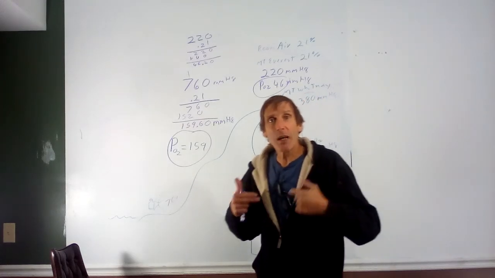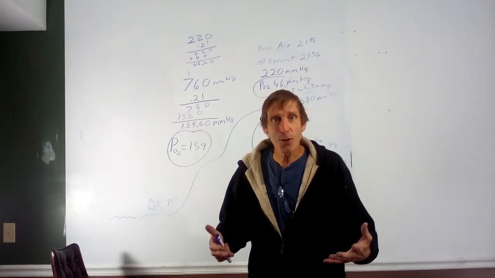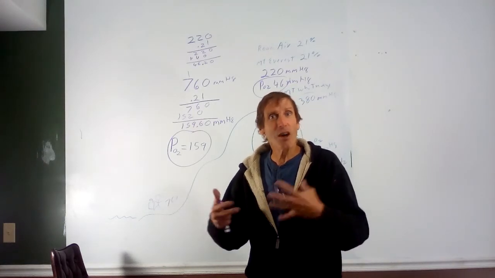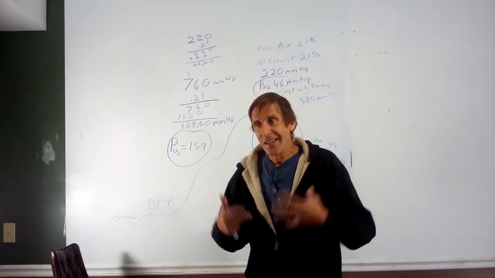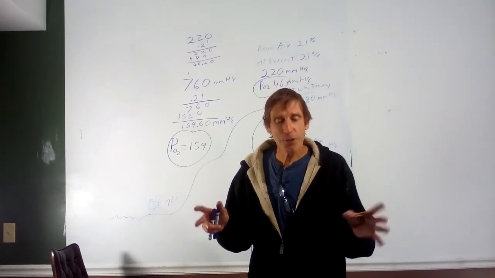As we'll see, you also calculate partial pressure if the gas is dissolved in a liquid. It's still PO2. You can have a partial pressure of oxygen in the arteries, a partial pressure of oxygen in the veins, in the tissues, and so forth. So that's our quick partial pressure lecture.